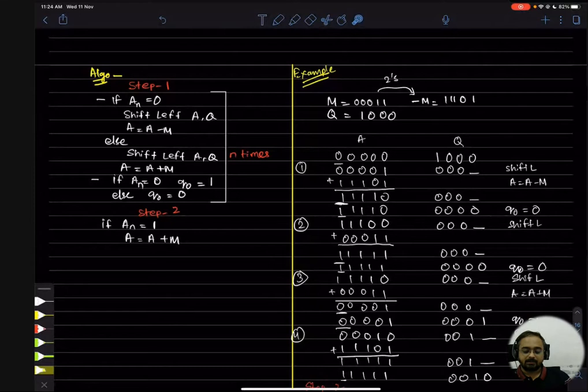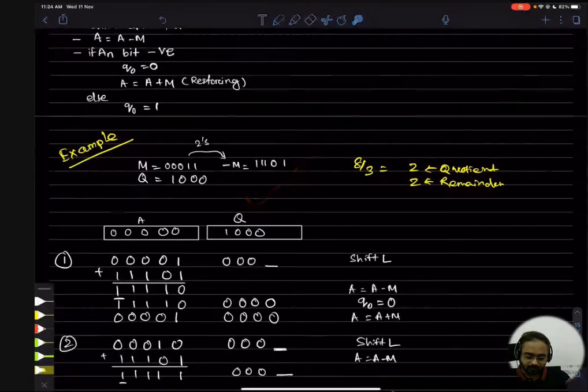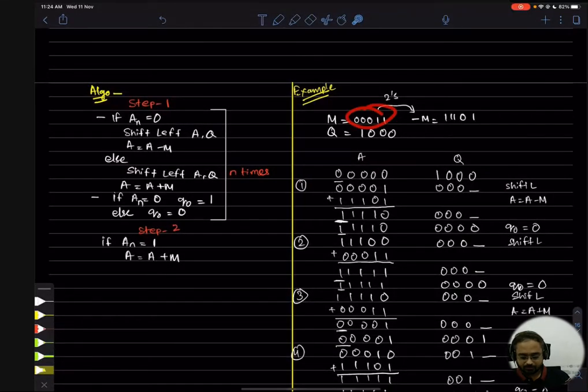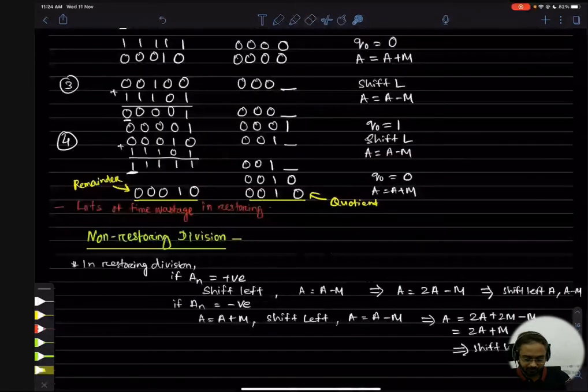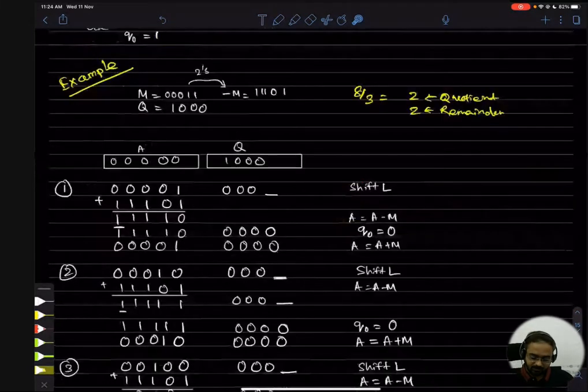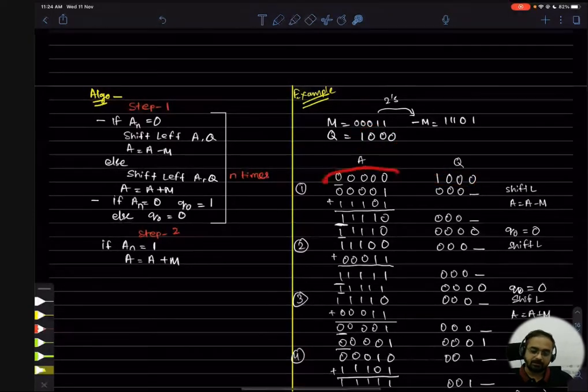This is the same example that we took in the previous class. So M is equal to 3, Q is equal to, sorry, 8. So we are doing 8 by 3. Q is equal to 8, we put it here in the Q register. A is equal to all zeros, 5 bits that are zeros.